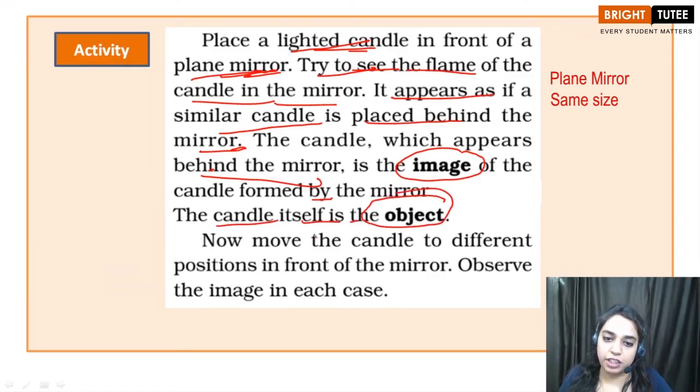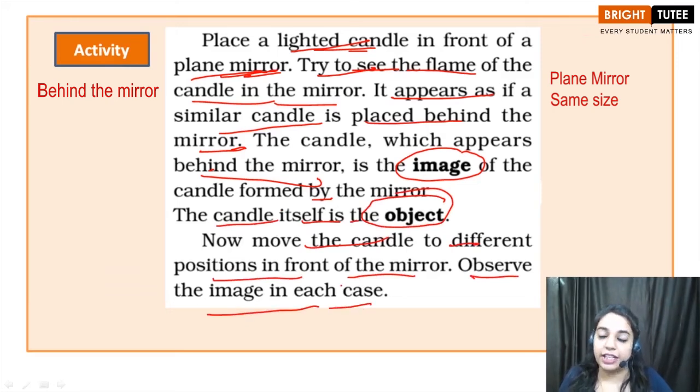And the candle is acting like the object. Now move the candle to a different position in front of the mirror and observe the image in each case. In each case, children, you will observe that the image formed is of the same size, and it is formed behind the mirror. The position we are going to discuss in the next activity.